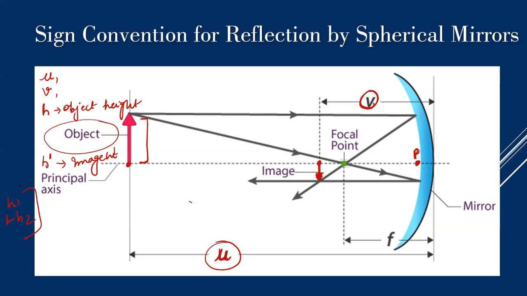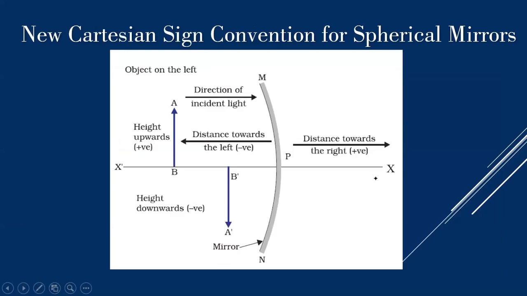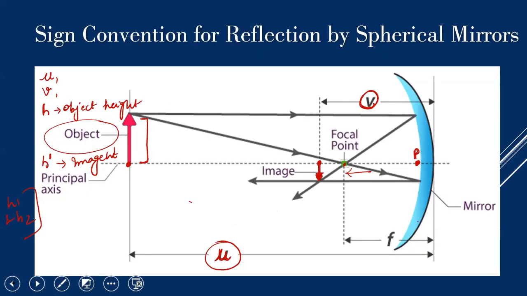Okay. Now this green point is the focal point. From this focus point, the distance between pole and focus will always be your focal length, that's small f. Okay, so these were certain things that you need to remember. Five major things that we need to remember while solving questions based on formation of images by spherical mirrors.